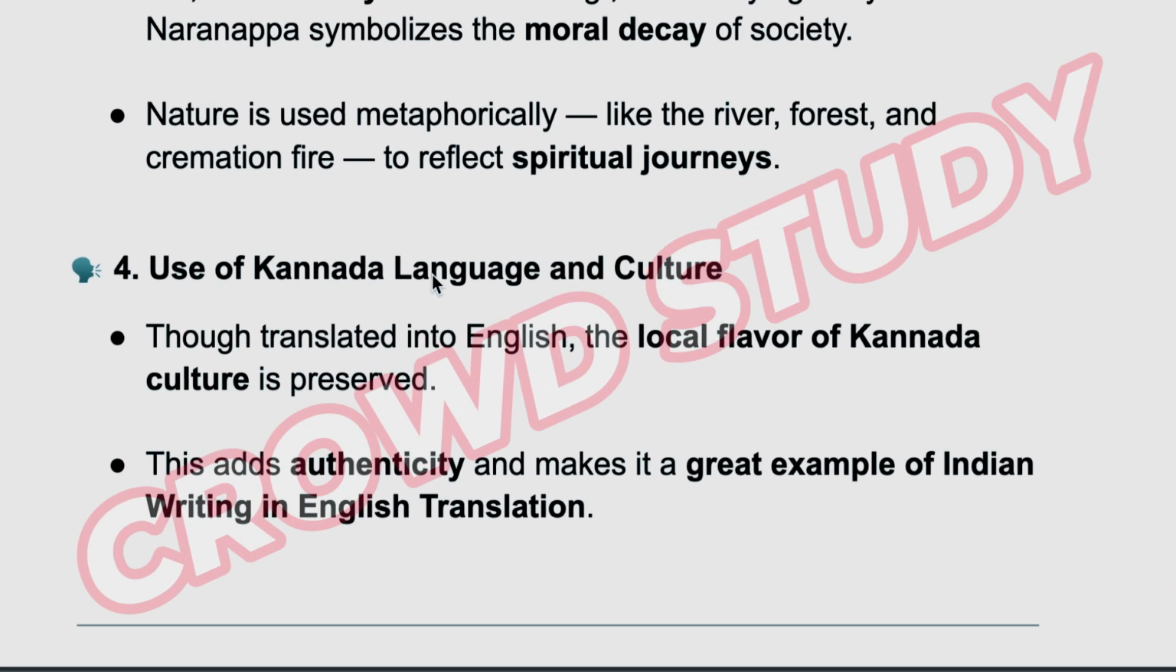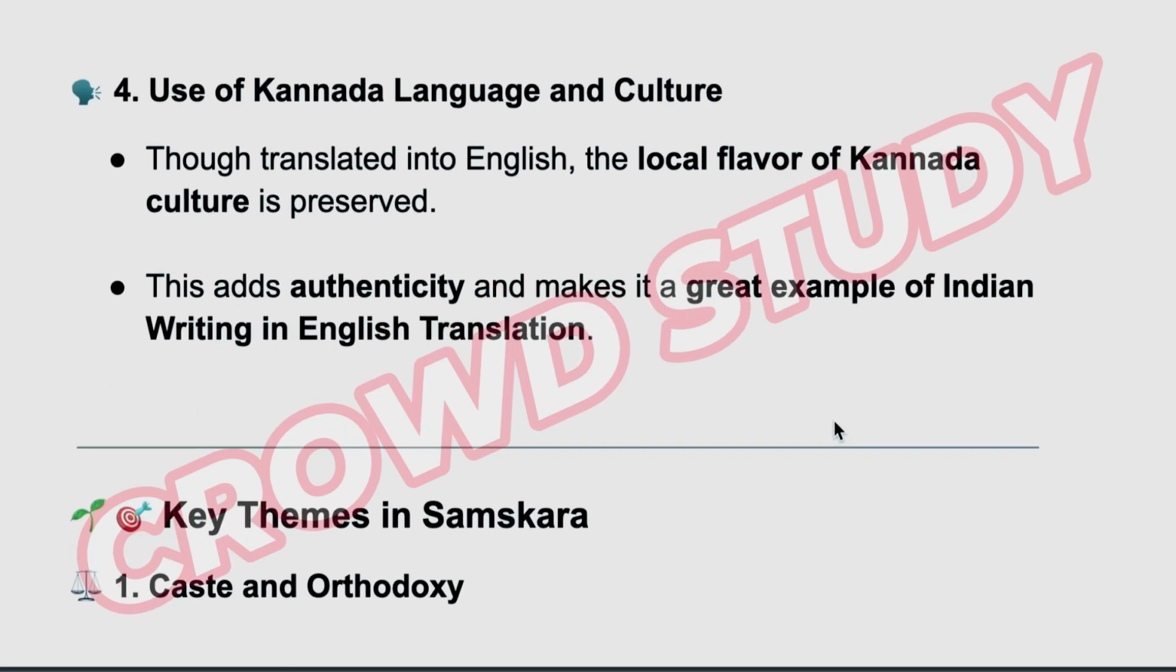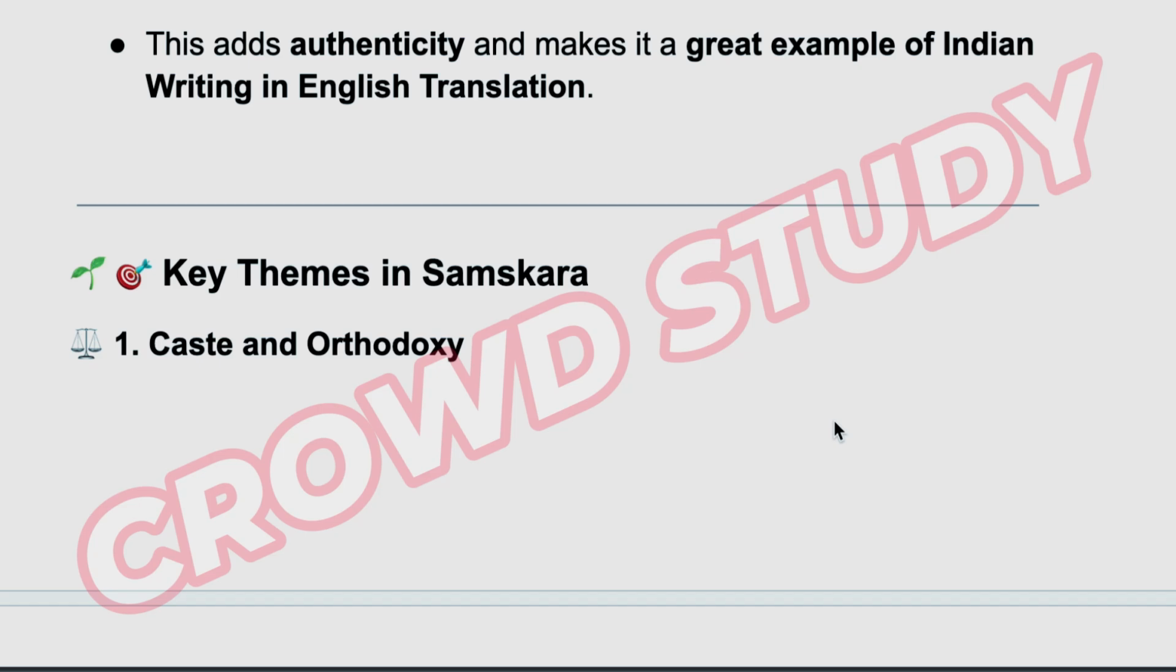Number 4. Use of Kannada language and culture. Though translated into English, the local flavor of Kannada culture is preserved. This adds authenticity and makes it a great example of Indian writing in English translation. Now let's discuss the key themes in Samskara.